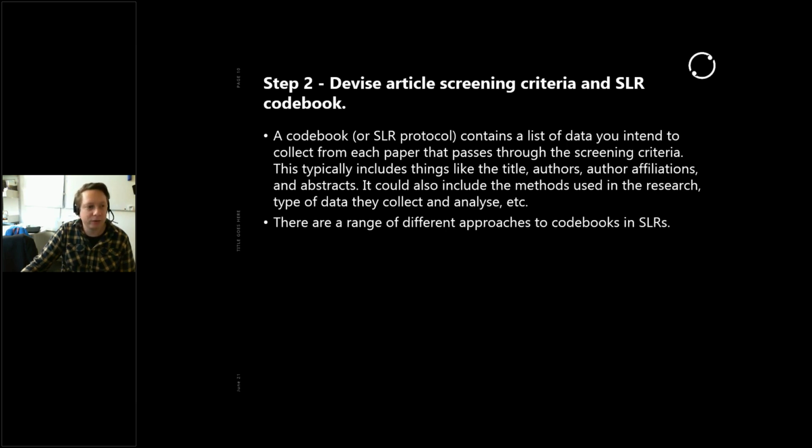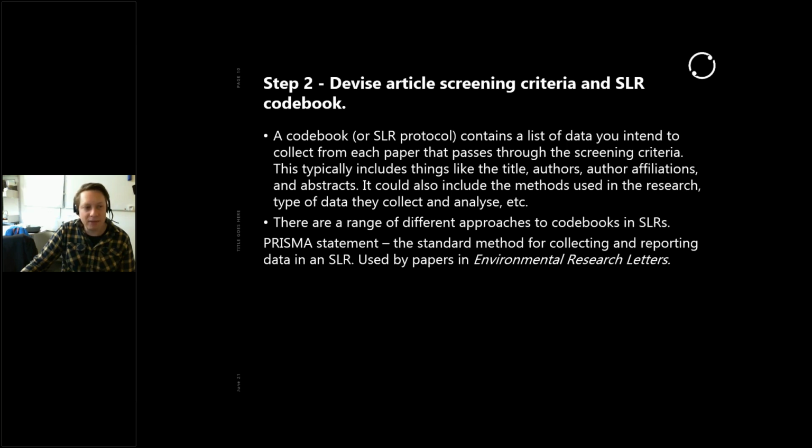There are a range of different approaches to this, and I don't want to burden you with too many, but the one that is sort of the gold standard of SLRs that's used by a wide range of different journals is something called the PRISMA statement. That stands for Preferred Reporting Items in Systematic Literature Reviews and Meta-Analyses, I believe. So environmental research letters, where we're hoping to publish our systematic literature review, use the PRISMA statement.